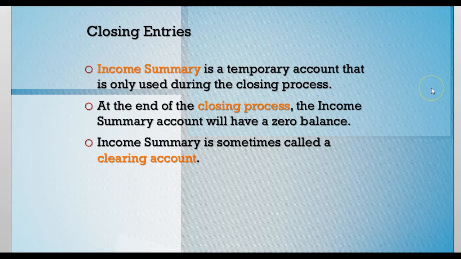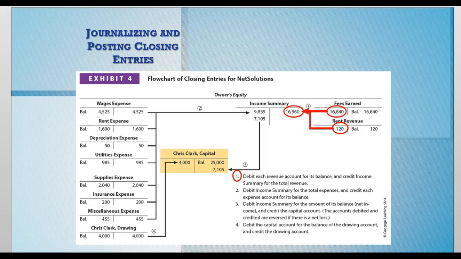So the income summary is a temporary account along with your revenue and expenses, and it's used for the closing process, and it is sometimes called a clearing account. It literally is just a temporary holdings account so that you can net the revenues and the expenses to get them into the owner's equity account. And there are 4 steps, I believe, if I remember right.